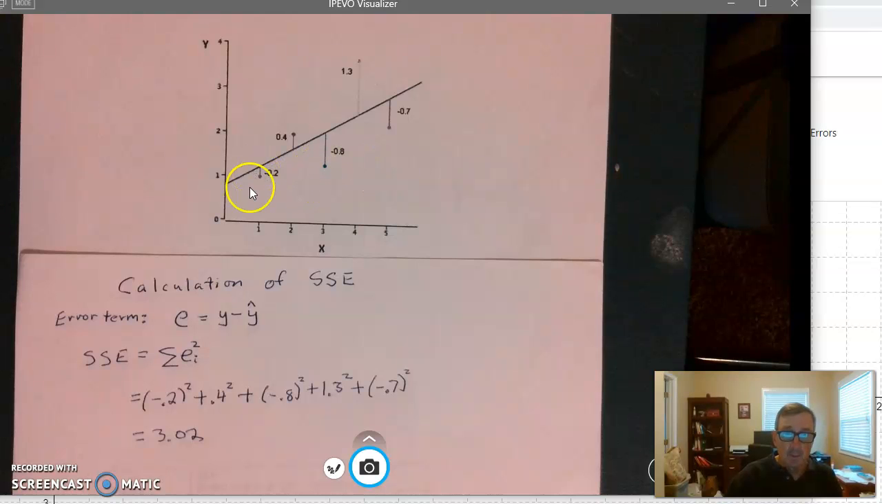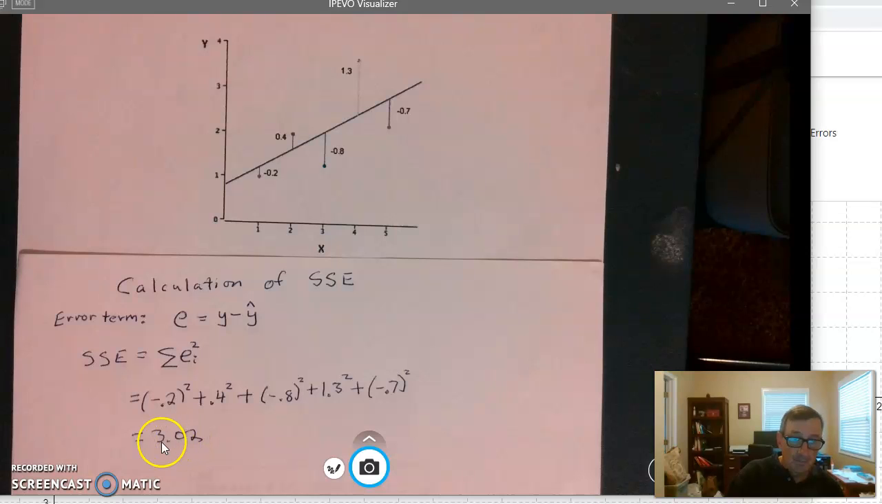So we have a scatter plot with 5 points, and it shows us the length of the 5 error terms. The SSE is a calculation of the sum of the squared error terms. So to calculate the SSE for this scatter plot, the SSE would equal negative 0.2 squared plus 0.4 squared plus negative 0.8 squared plus 1.3 squared plus negative 0.7 squared. So that would give us an SSE value of 3.02 for this example.